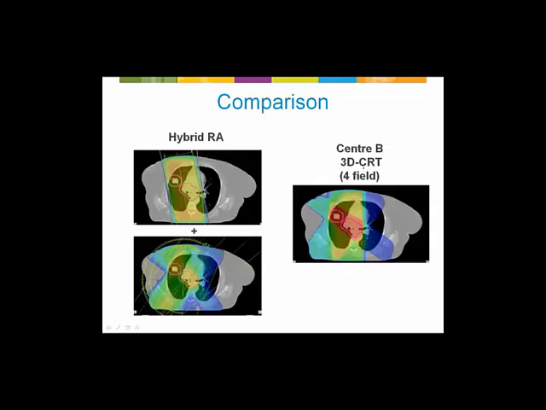Hybrid rapid arc also has facilitated some standardization of stage 3 lung planning for us, which has been a big benefit to our center. Finally, I'd just like to thank some of my colleagues at Simcoe Muskoka for their help on this project, and then the people who took some time out of their busy days to help with the dosimetric comparison study, Cancer Care Manitoba in Winnipeg, Credit Valley Hospital in Mississauga, and the Odette Cancer Center in Toronto.